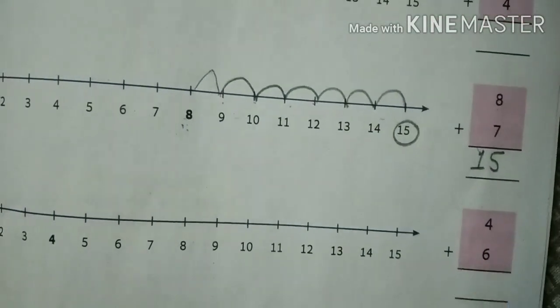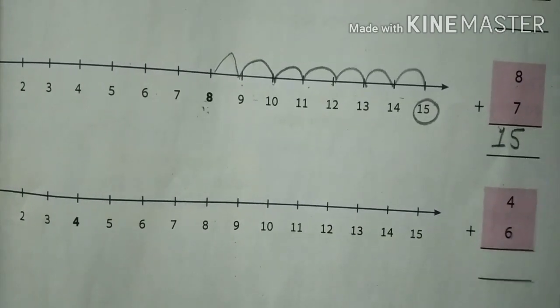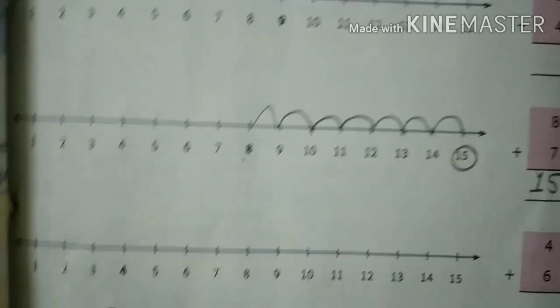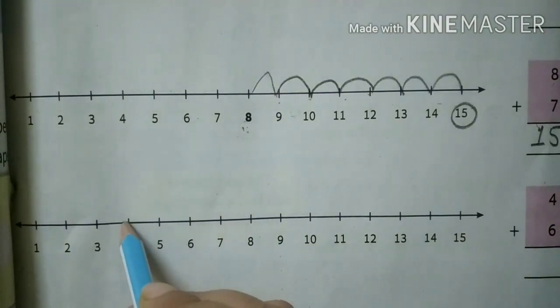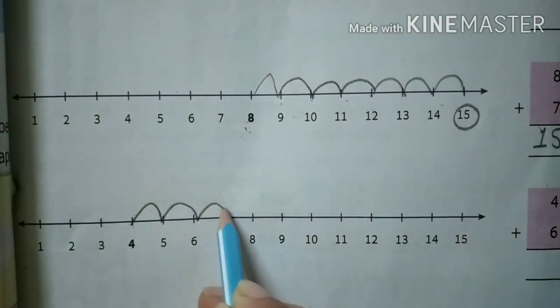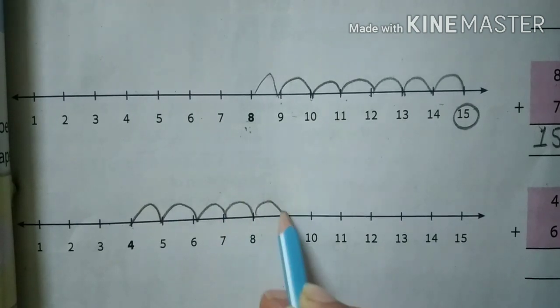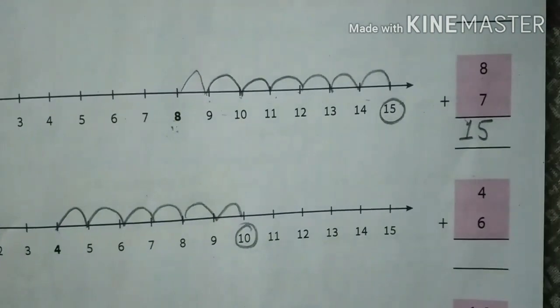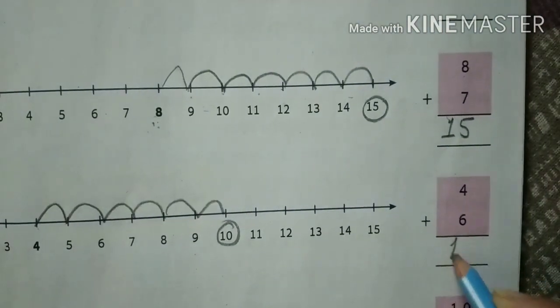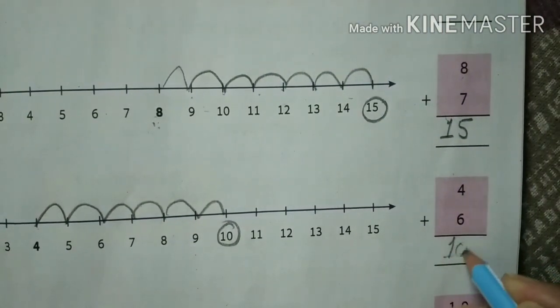Now come to the next. We will add 4 and 6. Here we have 4. We will jump 6 more steps from 4: 1, 2, 3, 4, 5, 6. Now we are at 10. Our answer is 10. 4 plus 6 is 10.